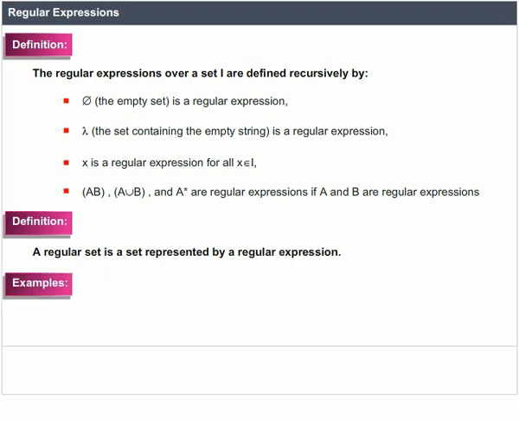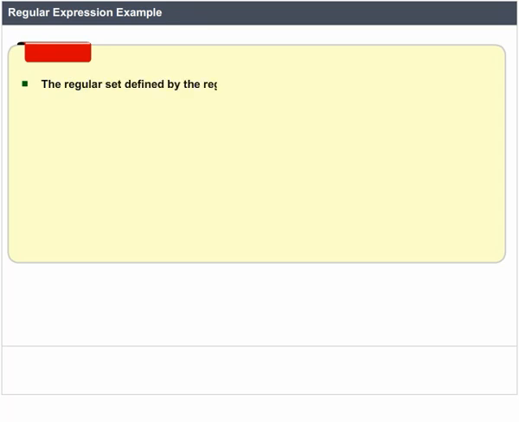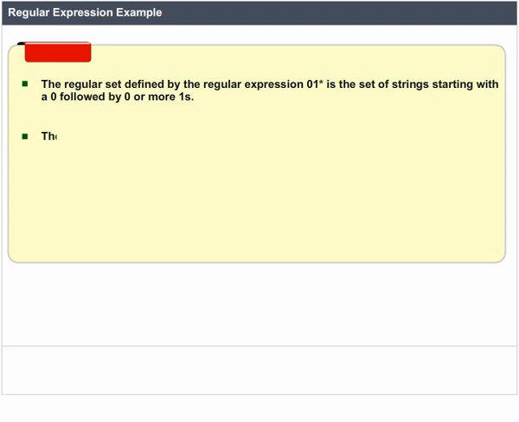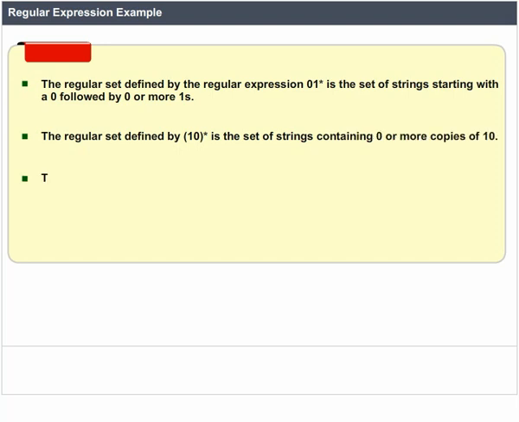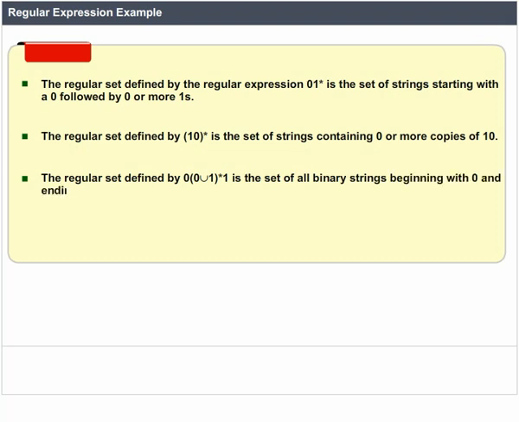Examples: 0, 0(1) star, 1(0 union 1), (0 union 1) star 1, 1, and (AB) star C are regular expressions. The regular set defined by the regular expression 01 star is the set of strings starting with a 0 followed by 0 or more ones. The regular set defined by (10) star is the set of strings containing 0 or more copies of 10. The regular set defined by 0(0 union 1) star 1 is the set of all binary strings beginning with 0 and ending with 1.